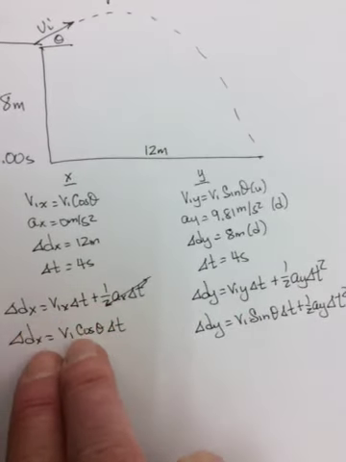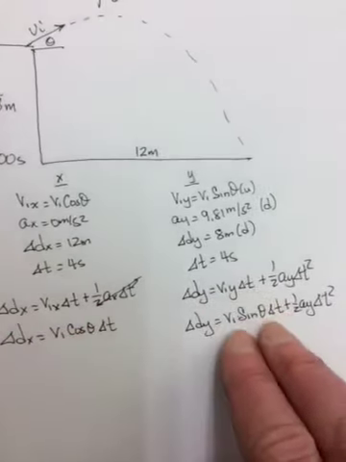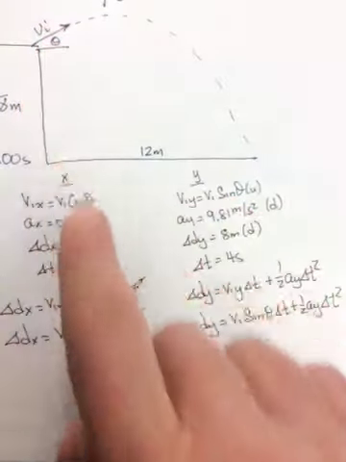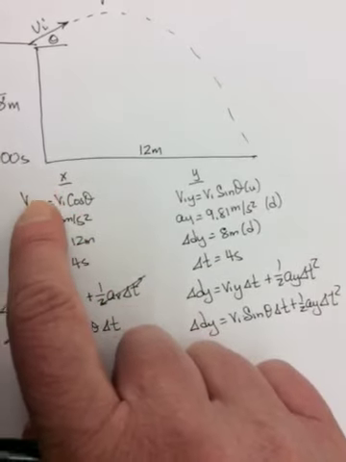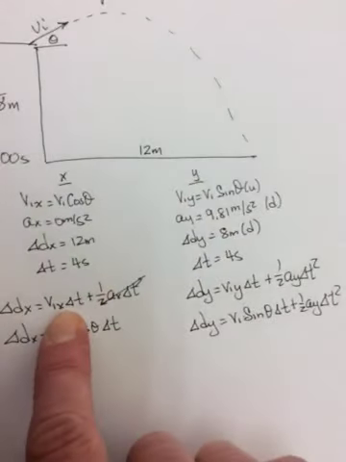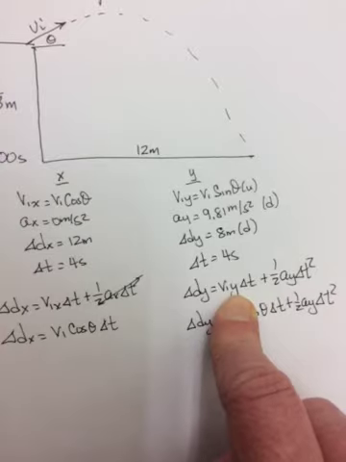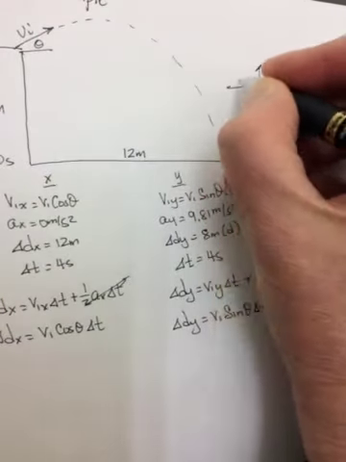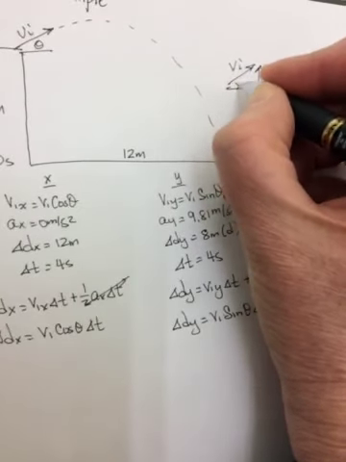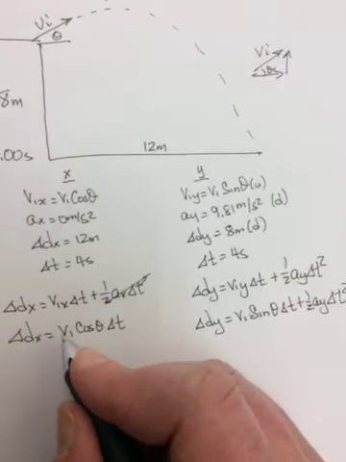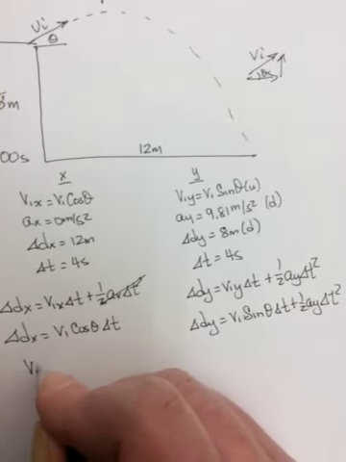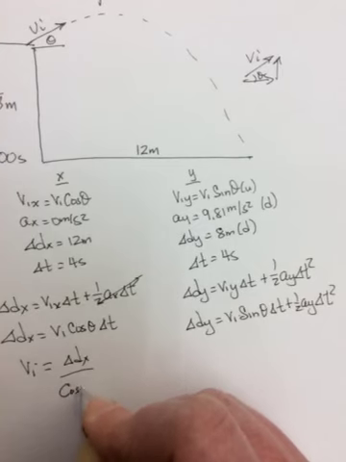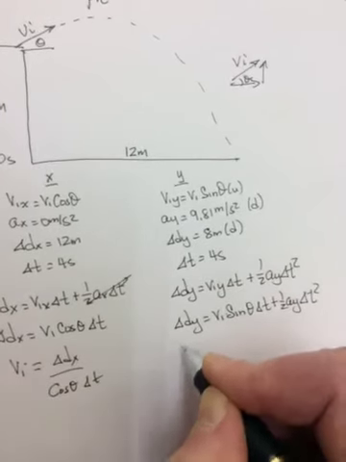And sometimes it's good to break it into VI cos theta and VI sine theta, but sometimes it isn't. If you don't know either the VI or the theta, sometimes you're best at leaving it as VIX and solving for that, and VIY solving for it, and then putting them together like in the Pythagorean theorem to find your VI and your theta. But if you didn't do that, you could then rearrange this for VI. So it would be delta dx over cos theta delta t. And you could fill it in over here.